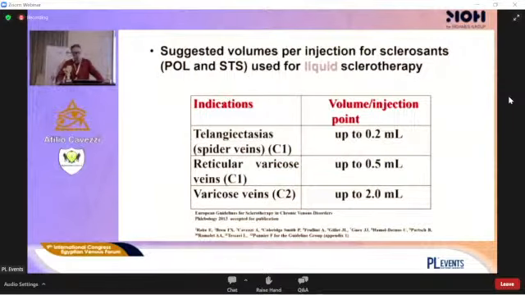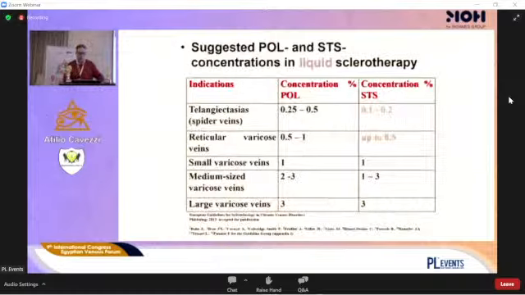So which are the volumes per injection? Per injection when we use liquid sclerotherapy, this is a kind of consensus which was published in 2013. As you see, for telangiectasia, up to 0.2, for reticular veins, up to 0.5, and for varicose veins, direct injection, for example, up to 2 milliliter, liquid sclerotherapy.